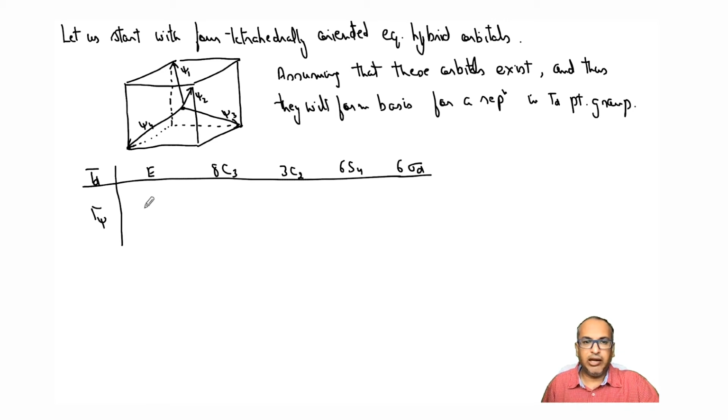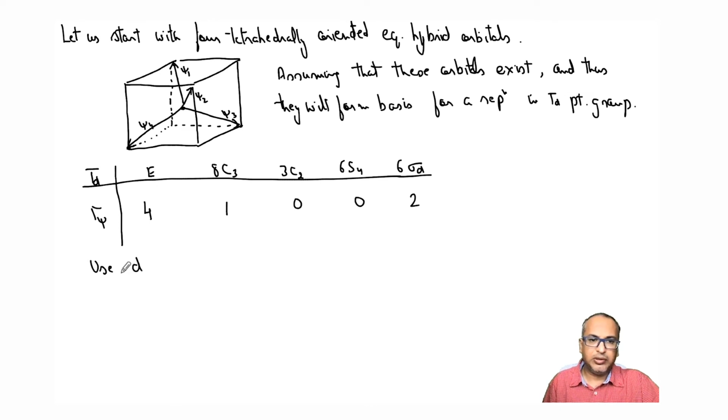So then E will have a trace of 4. Each of the C3 will have a trace of 1, because only one of the psi will not change, as that will be the C3 axis. C2, everything will change, so 0. S4, everything will change, so 0. Sigma d, 2 will not change, right? All right.